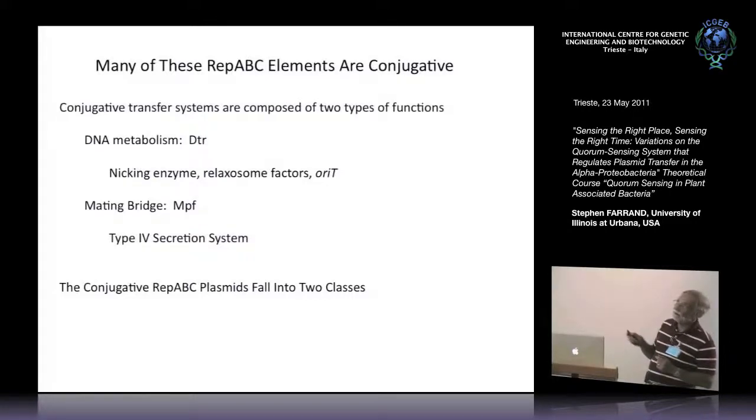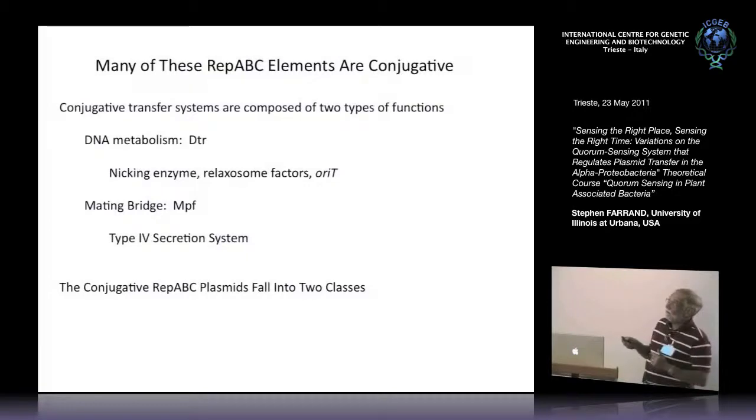There's the DNA metabolism functions, which Eric Lanka has called the DTR systems. These are composed of the nicking enzyme and the factors that work with the nicking enzyme to cause the single-stranded nick at the origin of transfer. And then the second component is the mating bridge. And in most gram-negative bacteria, this is by and large a type 4 secretion system.